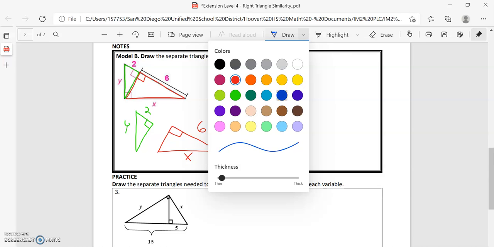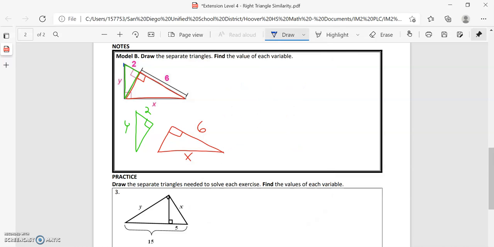Let's do blue. That's our blue one. Right angle down here, x, y, and from here to here is 6 plus 2, so it's 8 total.